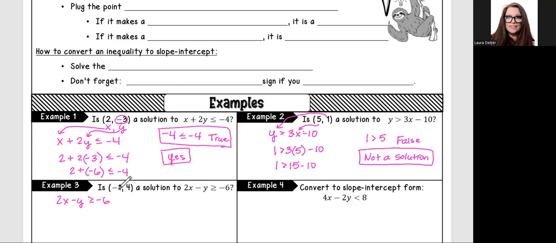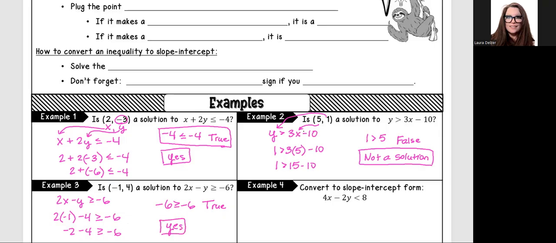Okay, so I'm going to take my -1 and plug it in for this x, minus my y, which is 4, greater than or equal to -6. So 2 times -1 is -2, minus 4. And so -2 minus 4 is -6, greater than or equal to -6. This is a true statement. So this is a solution.